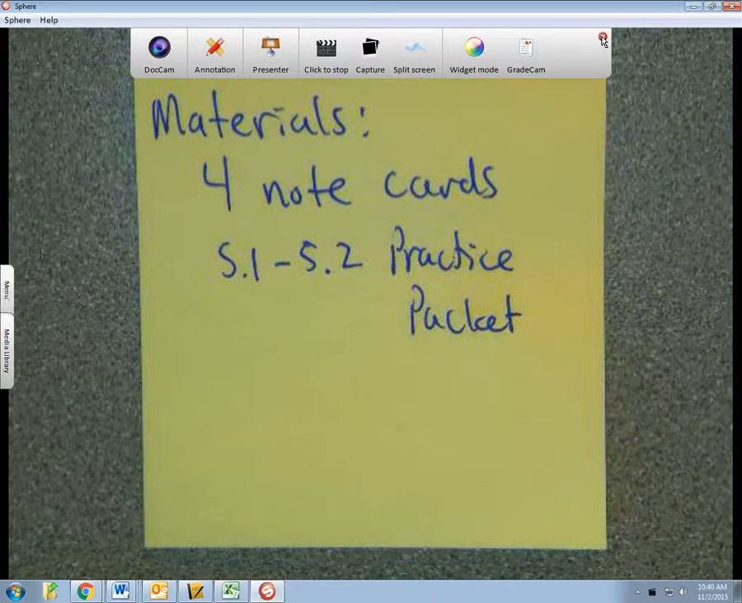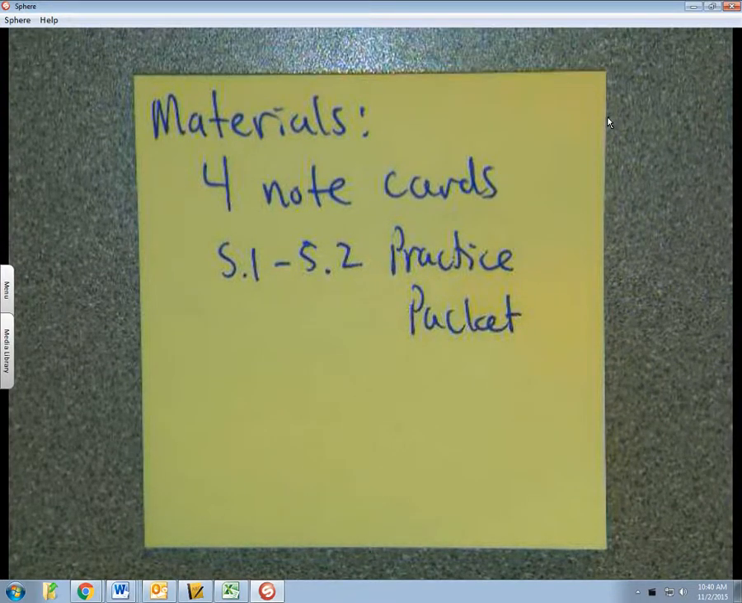All right, good afternoon, good morning, whatever the case may be. We are going to define a few terms and sharpen our algebra skills today. So we're going to be working on altitude and median, perpendicular bisector, and angle bisector. So let us start with altitude.